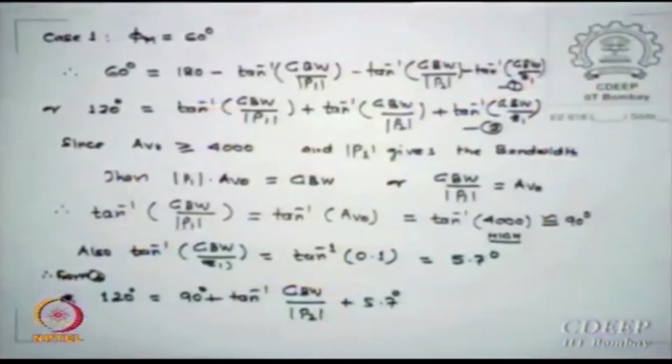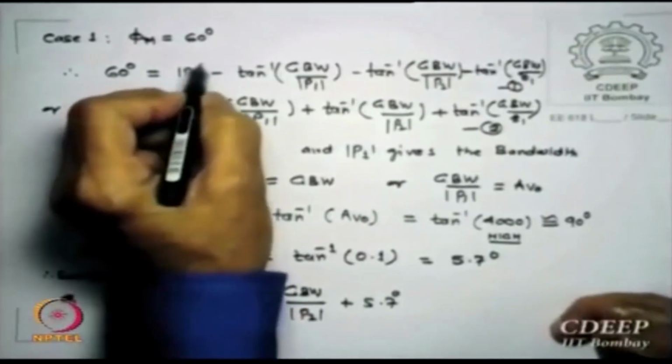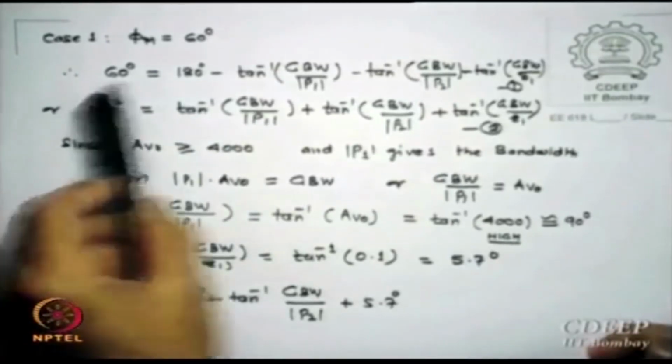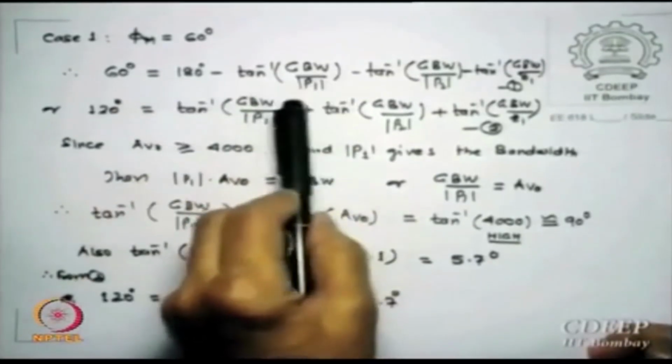Let us say the case of phi m 60 degrees. So this is also 180 degrees. If I have not put degrees, put degrees everywhere, as I might have missed some places. So 60 degrees is equal to 180 minus tan inverse GBW by P1.